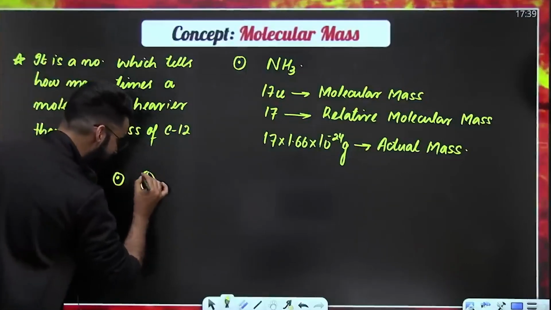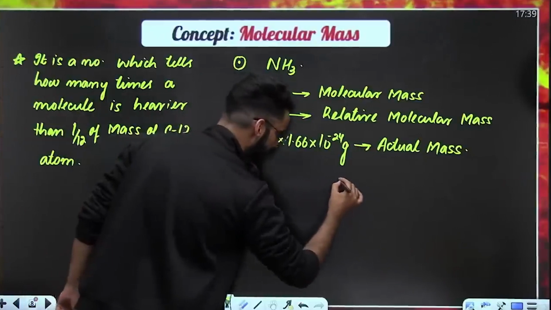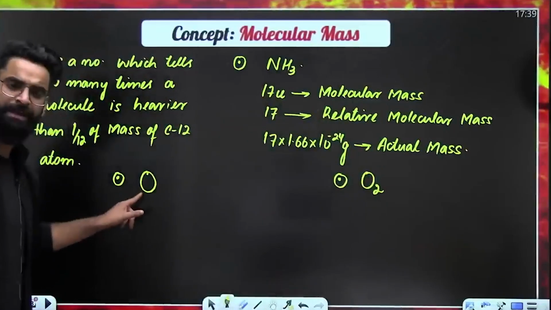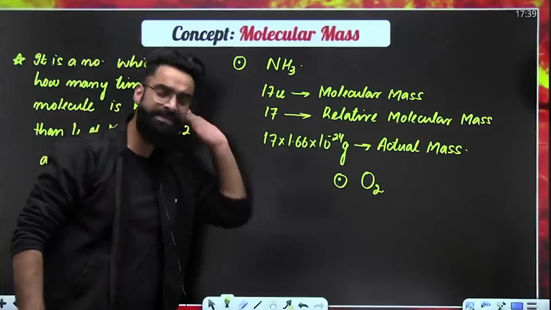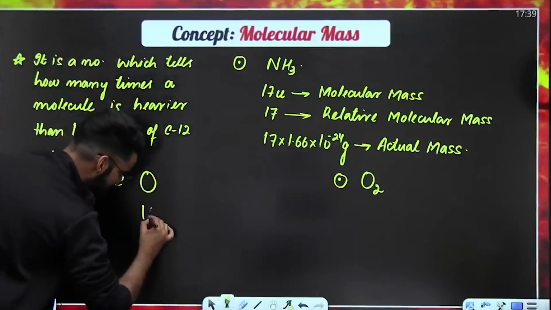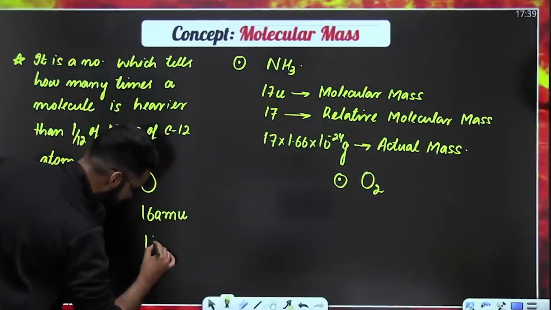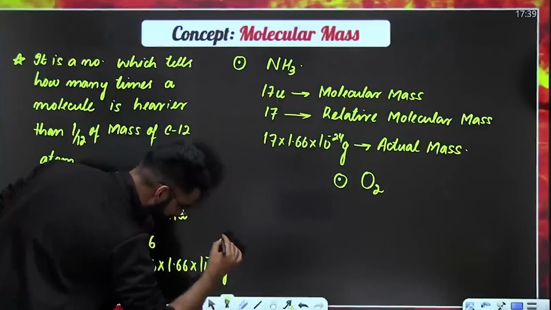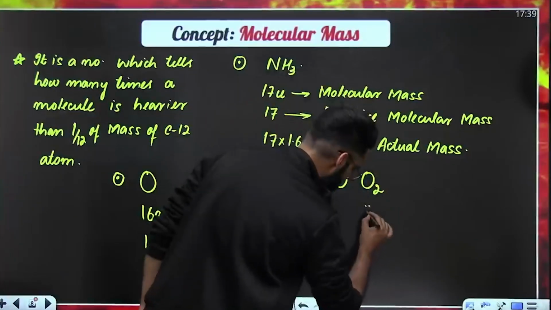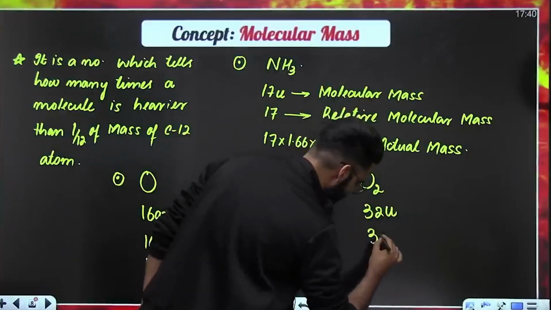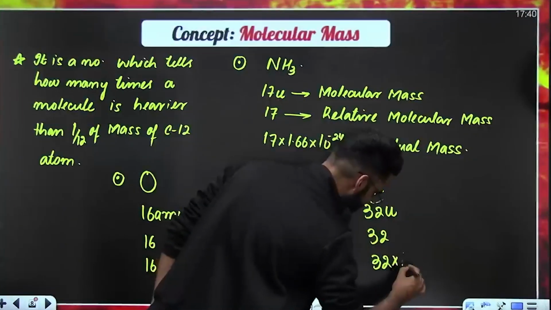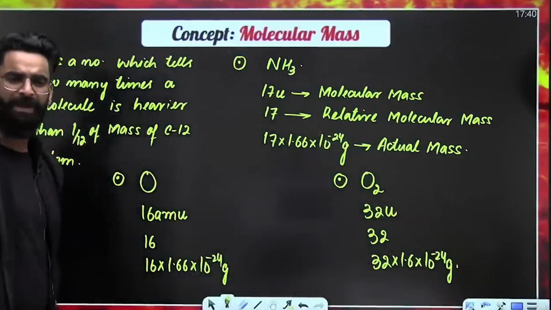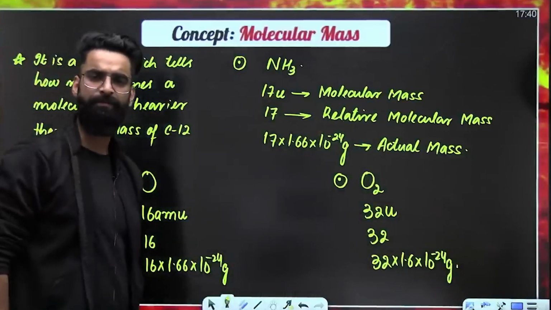I'm writing oxygen here in the atomic form, and over here somewhere, I'm writing oxygen in the molecular form. Here I'm writing 16 AMU, then 16, then 16 multiplied by 1.66 into 10 raised power minus 24 gram. And over here, first term I'm writing as 32U, the second term only 32, the third terminology 32 multiplied by 1.66 into 10 raised power minus 24 gram. You need to tell me the meaning of all these terminologies.